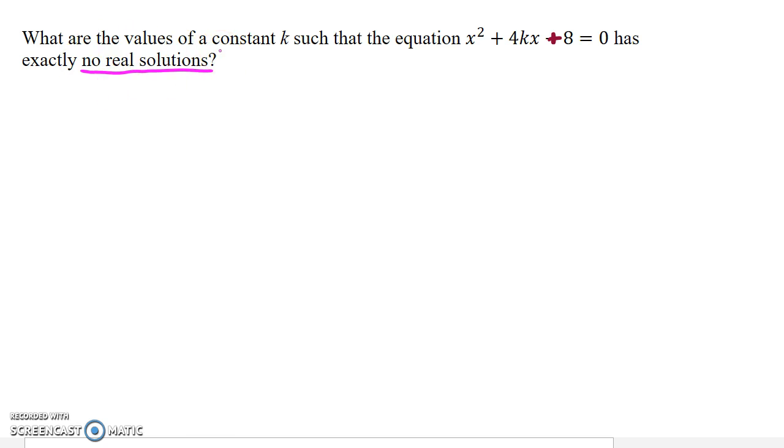And if it doesn't have any real solutions, that means they must be imaginary, which would mean the discriminant, which is b squared minus 4ac, must be less than 0. So our goal is to find a value of k that makes this true. So in order for us to do that, we have to look at our equation and see what a, b, and c are and substitute them in.